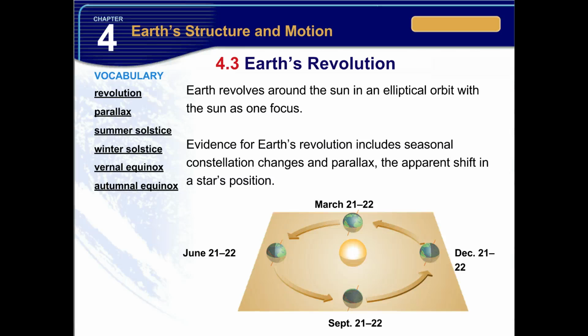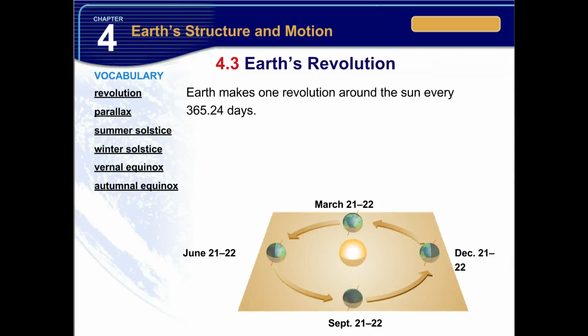Now, evidence for Earth's revolution includes seasonal constellation changes. You don't see the same constellations every single season, and what's called a parallax, which we'll talk about here in a little bit. It's the apparent shift of a star's position. Now, Earth makes one revolution around the sun every 365.24 days.